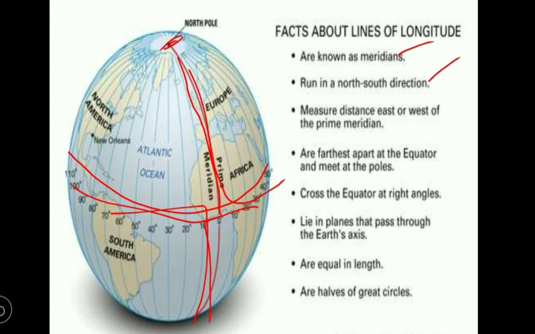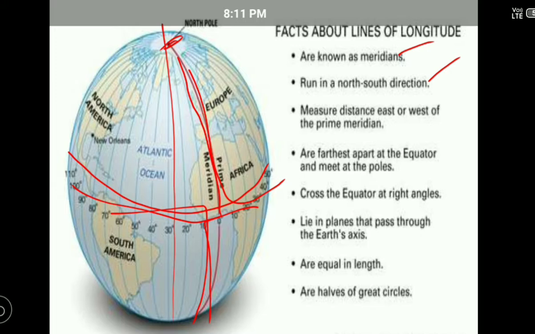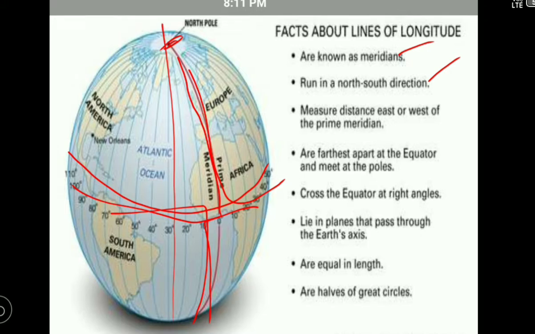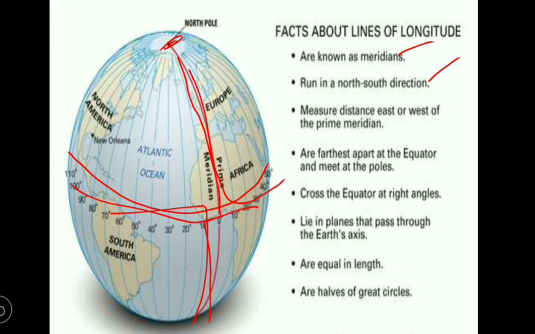Each meridian creates a right angle triangle on the globe. So they lie in planes that pass through the axis. So the 0 degree prime meridian crosses the axis, and they are equal in length. So all the longitudes are of equal length.